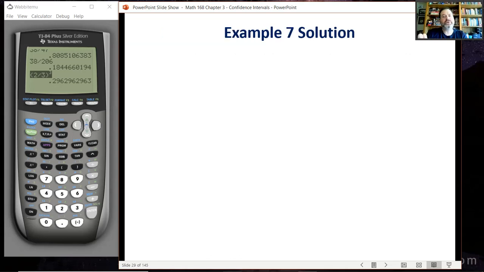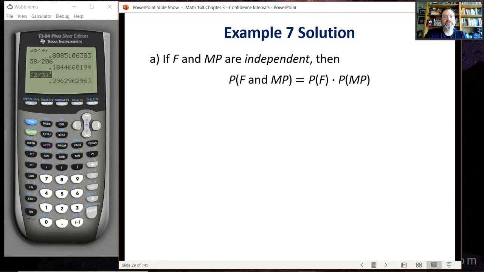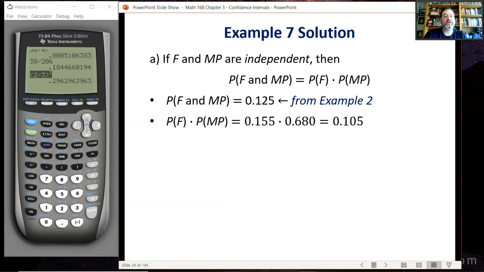So we're going to use the independent events formula from a few slides ago. If female and music performer are independent, then this formula will give us a true statement when we plug the numbers in. We've already computed all these values. Example 2 told us the probability of female and music performer is 0.125. Then we multiply probability of female by probability of music performer. Again, these were all computed in example 2. We multiply this out and we get 0.105.